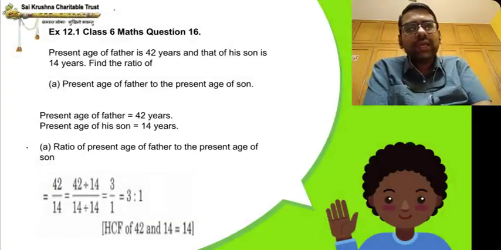So exercise 12.1, class 6 maths, question 16. The present age of father is 42 years and that of his son is 14 years.